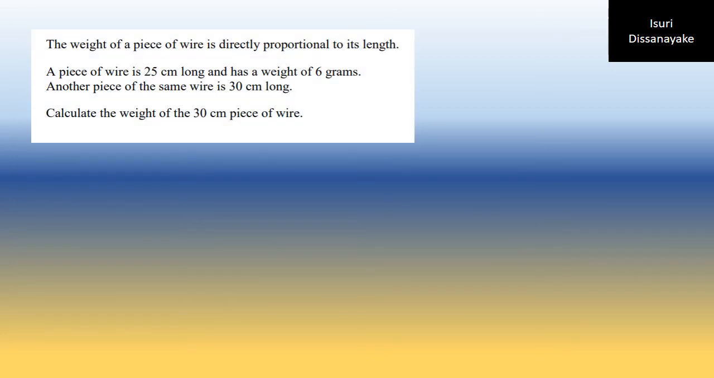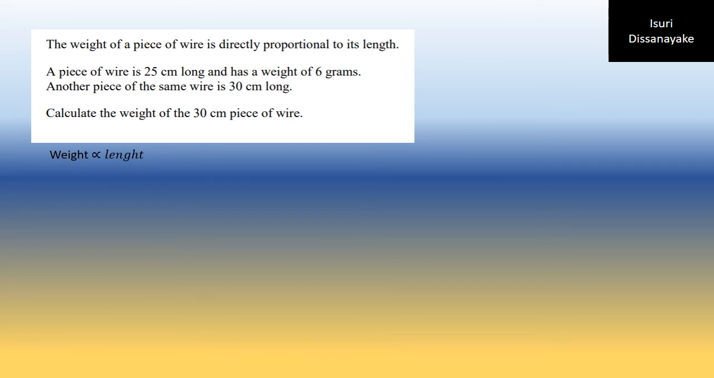The next question is, the weight of a piece of wire is directly proportional to its length. A piece of wire is 25 centimeters long and has a weight of 6 grams. Another piece of the same wire is 30 centimeters. Calculate the weight of the 30 centimeter piece of wire.